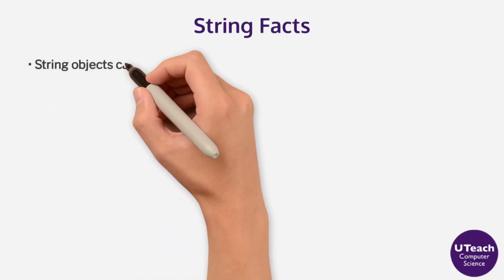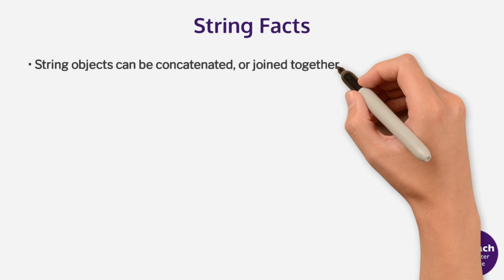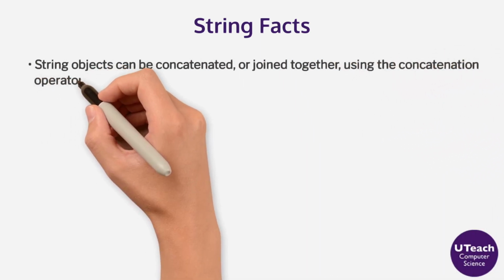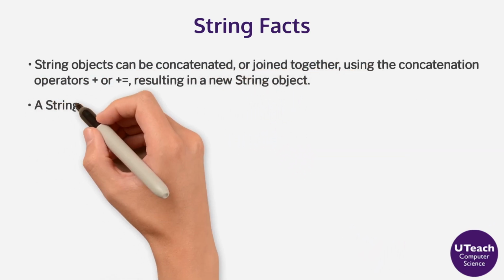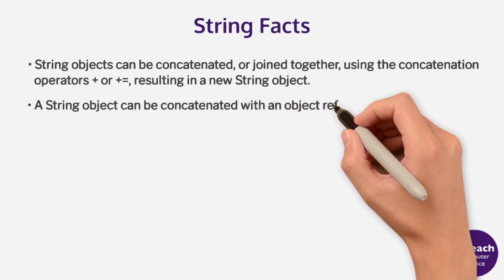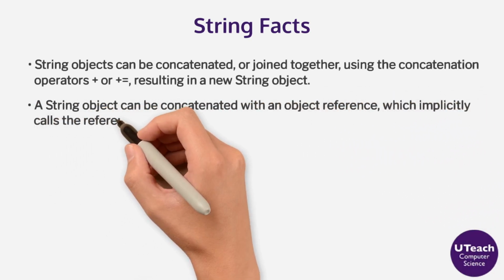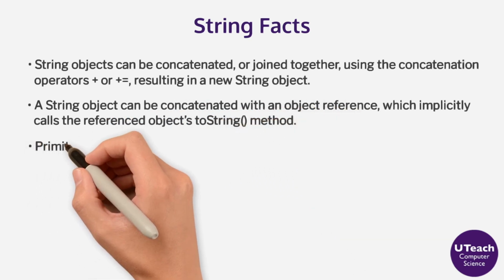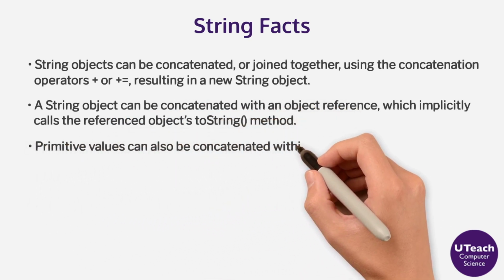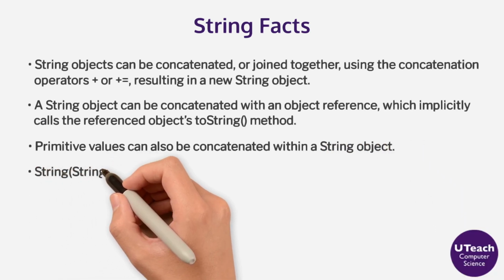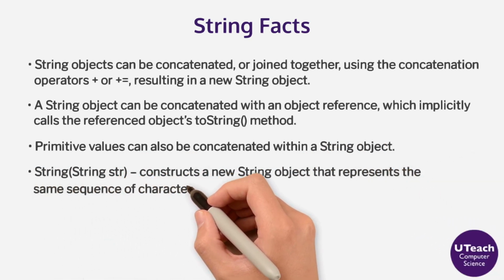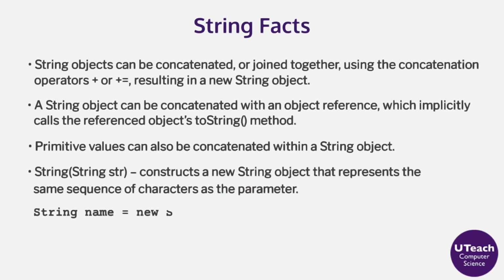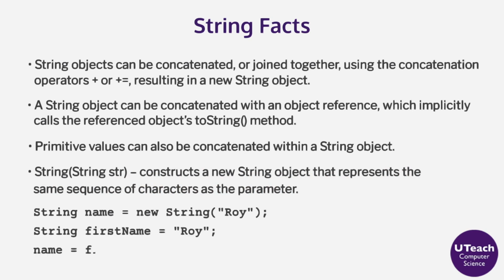String objects can be concatenated or joined together using the concatenation operators plus or plus equal, resulting in a new string object. A string object can be concatenated with an object reference, which implicitly calls the referenced object's toString method. Primitive values can also be concatenated within a string object. The String constructor method constructs a new string object that represents the same sequence of characters as the parameter. These code statements demonstrate instantiating two string objects and concatenating the two objects into one.